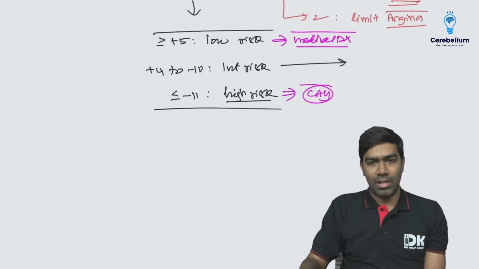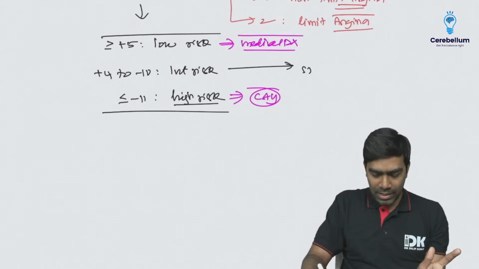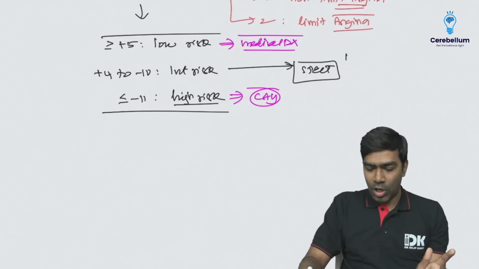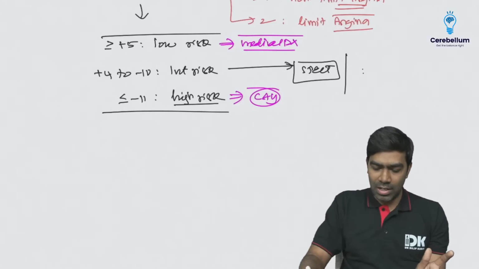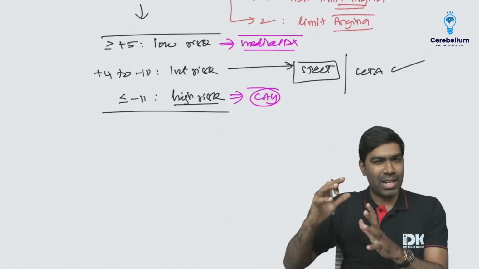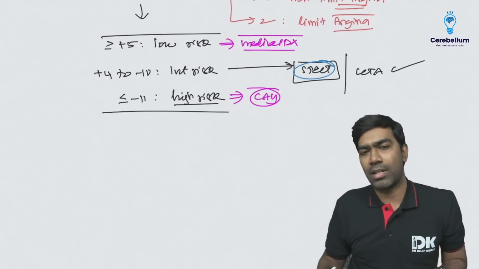Intermediate risk patients, you need to perform something else. For example, you can perform a SPECT. In fact, according to old guidelines, this is the class 1 indication for SPECT. Or alternatively, you can perform other stress testing or a CT angiogram also. CT angiogram is also okay. But according to traditional guidelines, the guidelines have not been updated so far. So it is SPECT. SPECT is the next step.